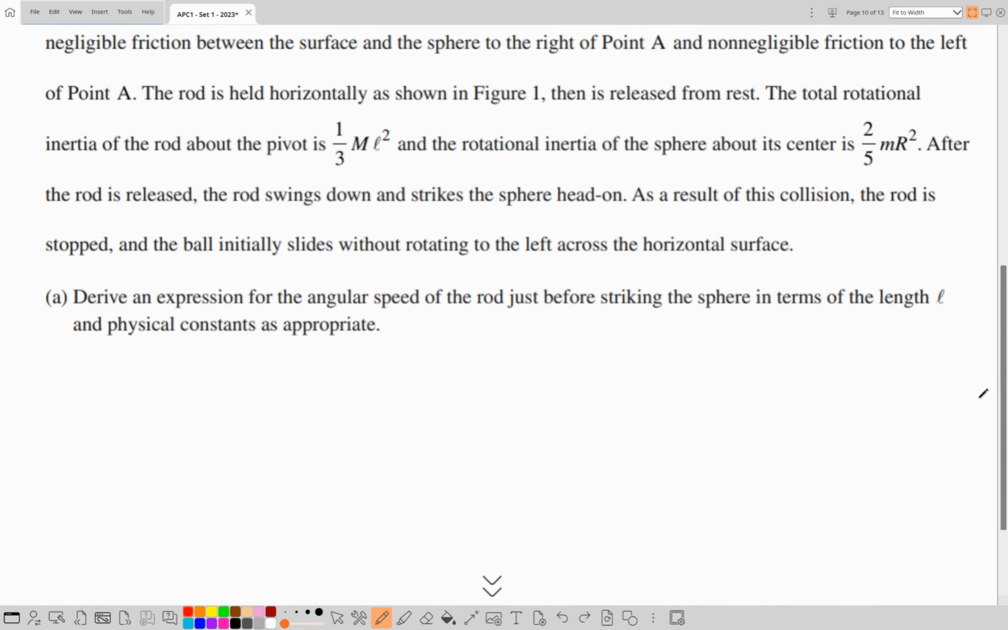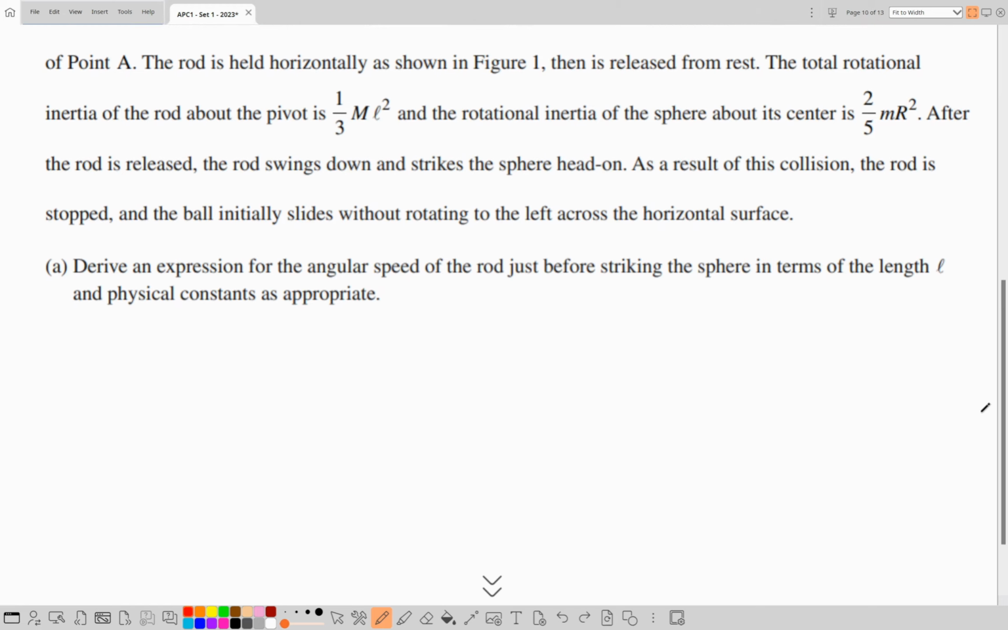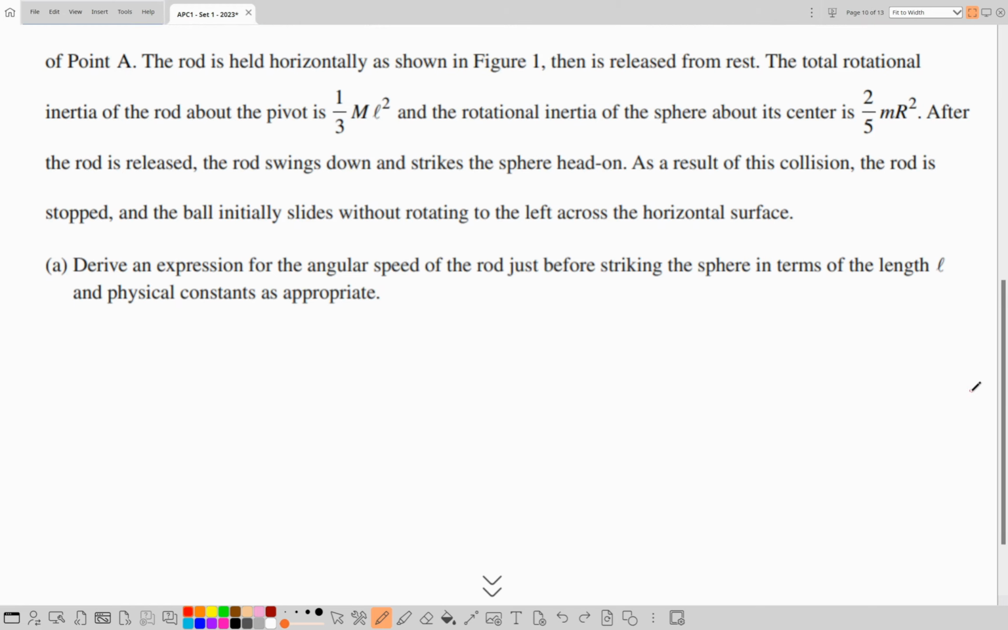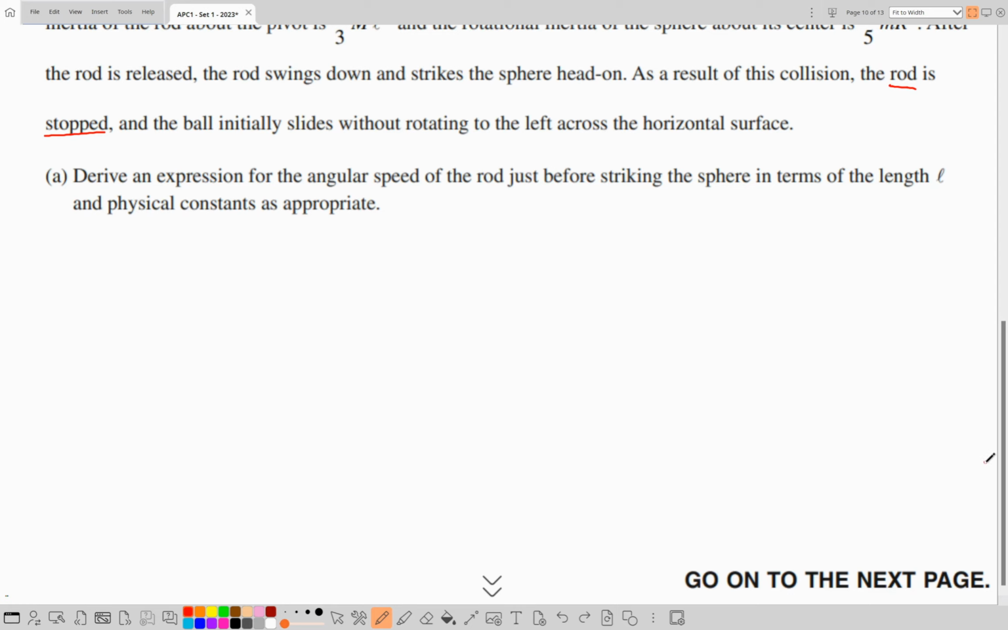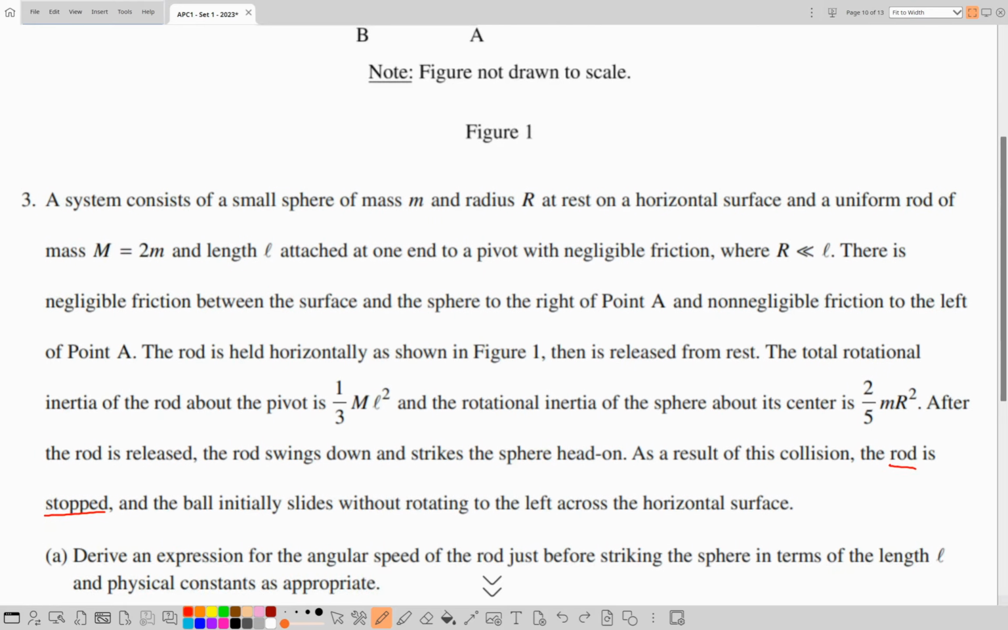After the rod is released, the rod swings down and strikes the sphere head-on. As a result of this collision, the rod is stopped and the ball initially slides without rotating to the left across the horizontal surface. Now this is important, the rod is stopped, which means after the collision the speed will be 0. Now in part A, they're telling us to derive an expression for the angular speed of the rod just before striking the sphere in terms of the length L and physical constants as appropriate.